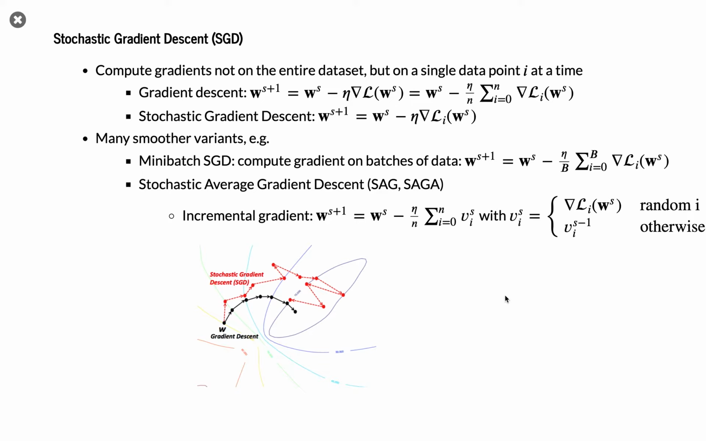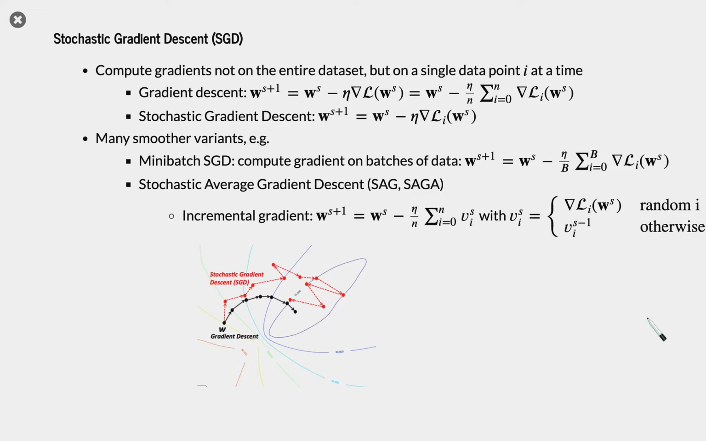There are different variations of gradient descent, which are important to discuss. First of all, there's stochastic gradient descent. The idea there is that you will still compute gradients, but instead of computing the gradient using your entire data set, you will do it on a single point i.